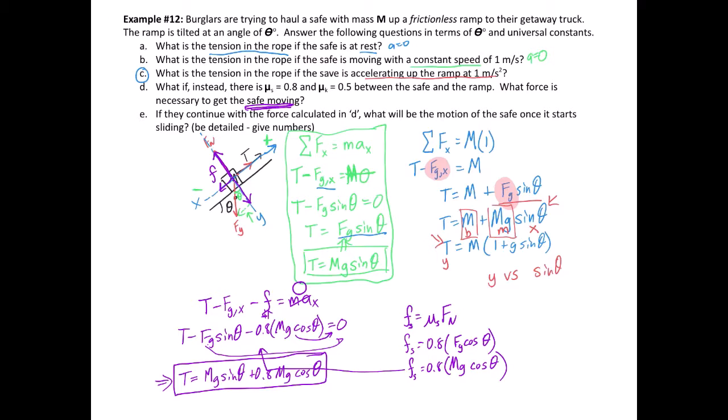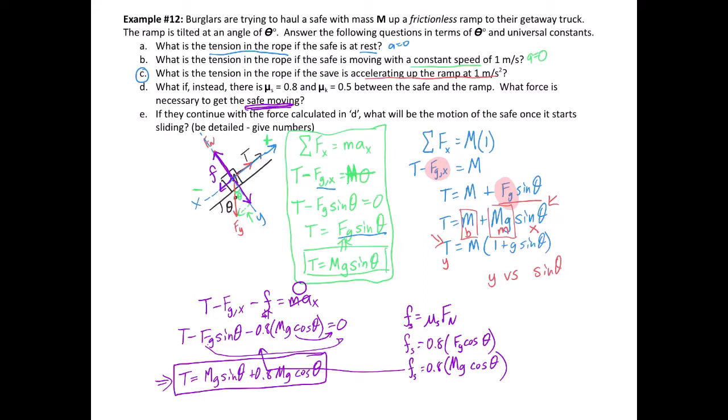Now, you have to get used to this idea of not having values. You have to get used to the idea of being able to work through this with variables. Okay? Now, letter E asks us one final answer. If they continue with the force calculated in D, what will be the motion of the safe once it starts sliding? Okay, now we're going to talk about it first and then see what we can put with it. What will be the motion of the safe?